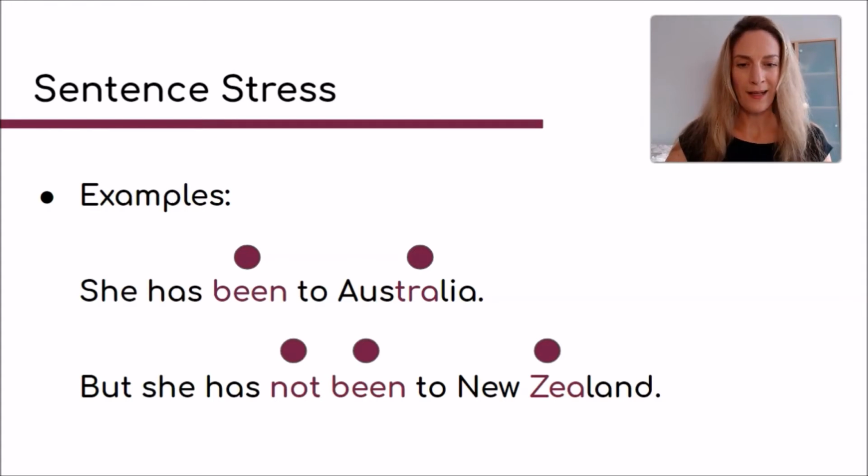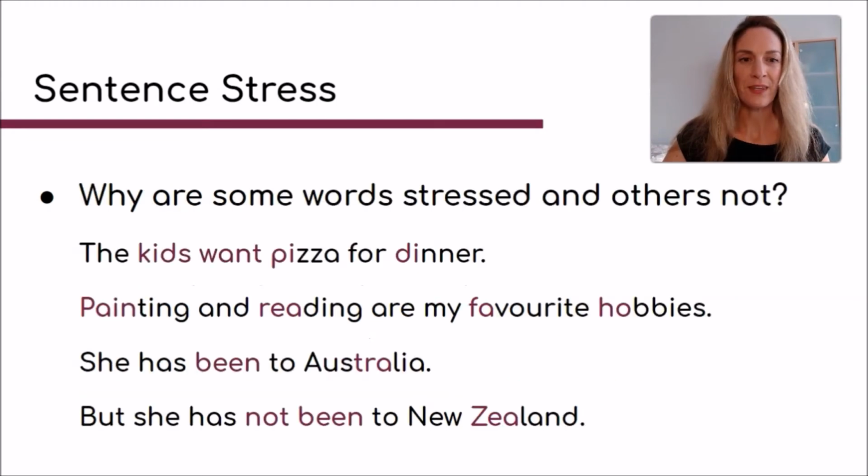Right, so why are these words stressed and not the others? What about she and to and but and has? Why are they not stressed, you might wonder? So I've got all the sentences here again. Have a quick read over them again and see if you can notice something in the stressed words. We had kids, want, pizza, dinner, painting, reading, favorite, hobbies. Then we had been, not, Australia, New Zealand.